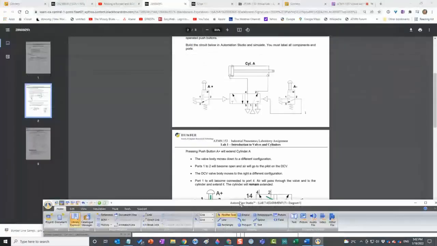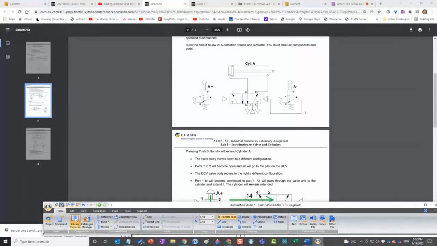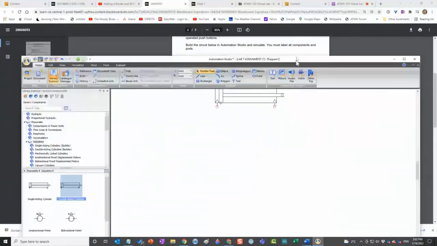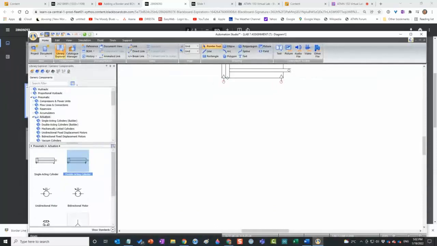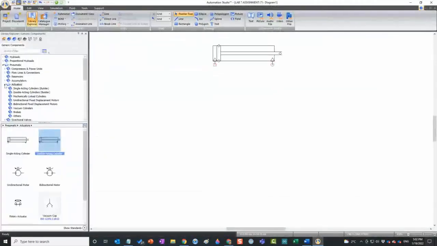Now, I need to put in this DCV. I also need to put in these valves. I'm going to put in the valve first, and I'm going to show you something really cool. I need some kind of valve. Now, I'm going to close this. Okay? Now, I'm going to go to, say, flow valves. Do I want a flow valve? Actually, I don't want a flow valve. I want a directional valve.